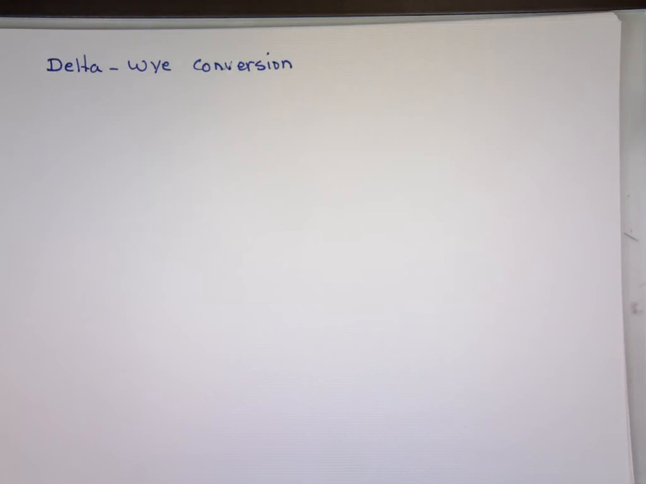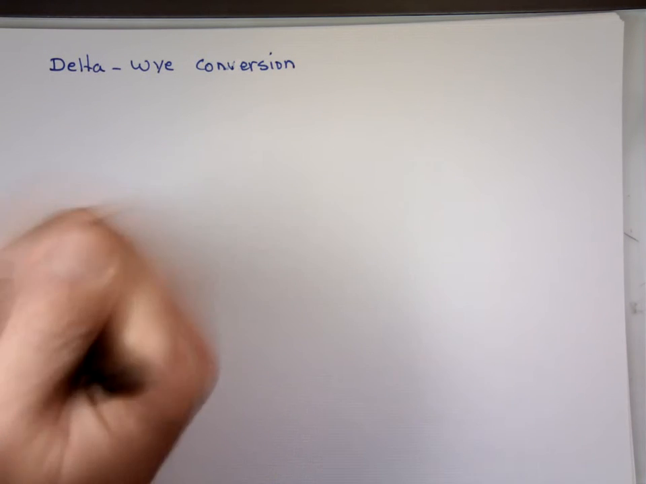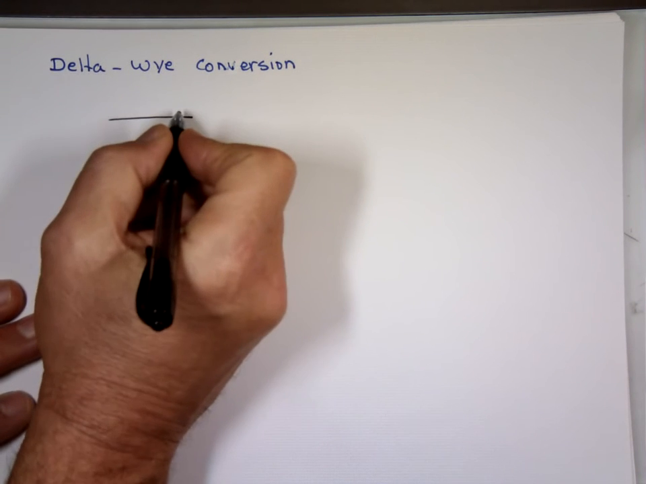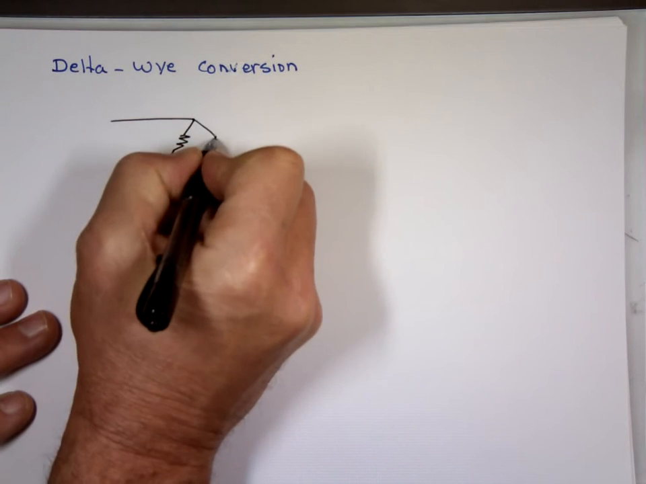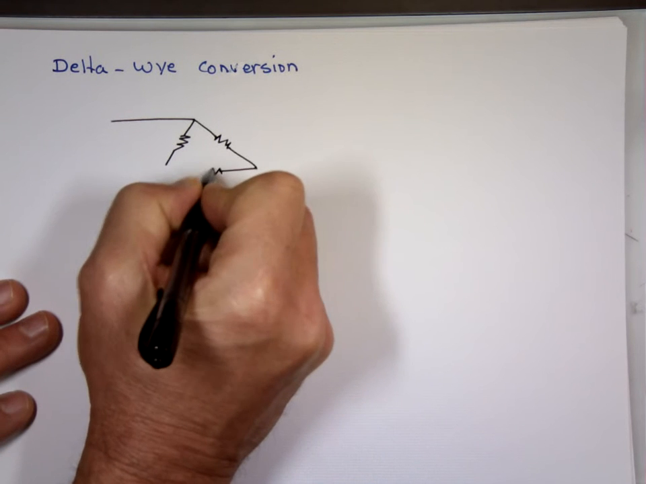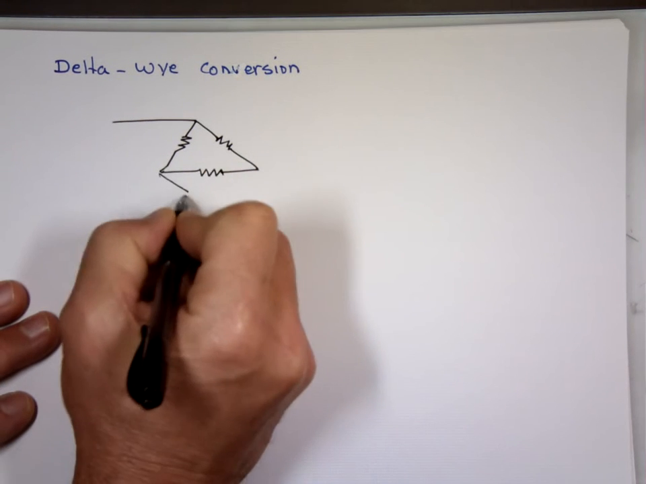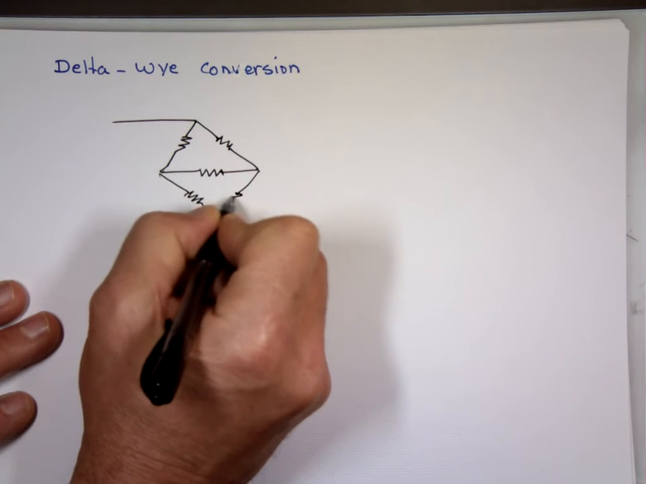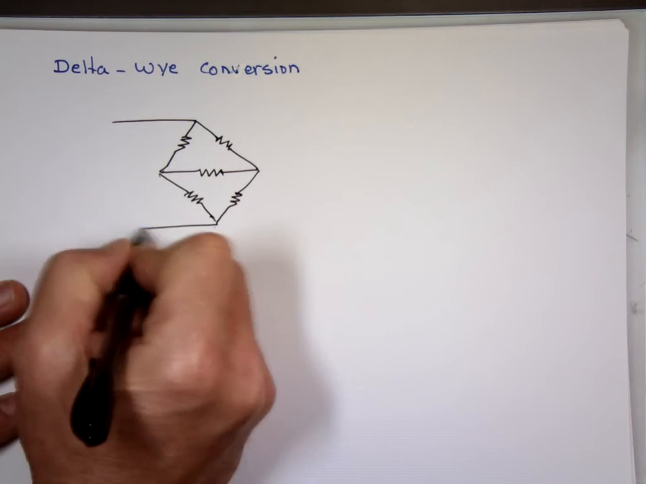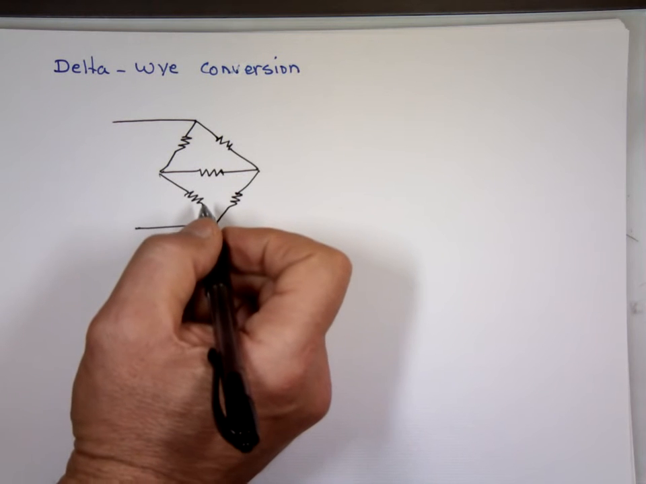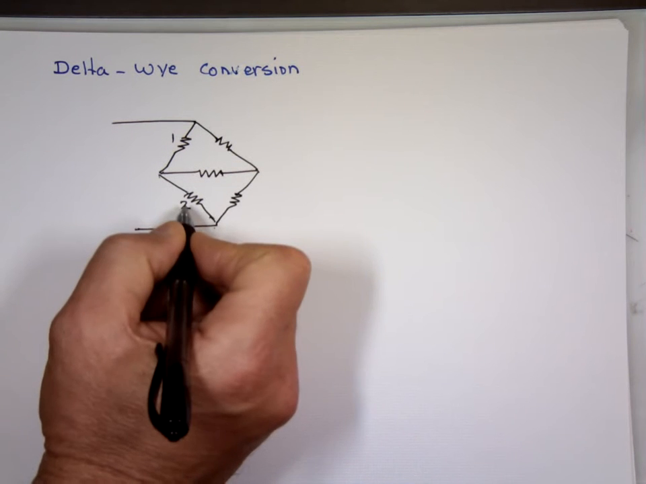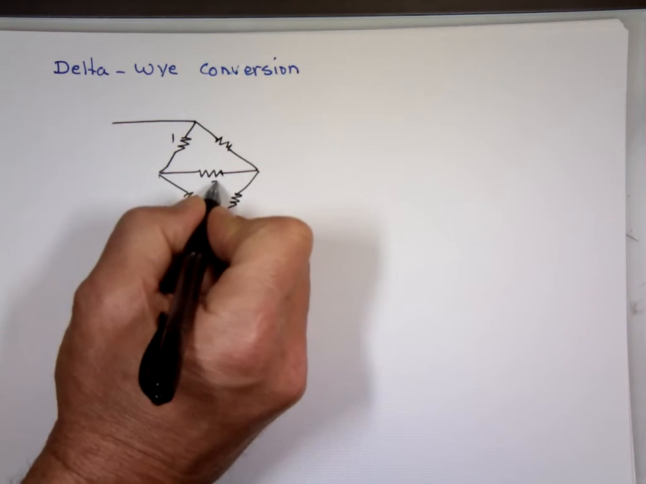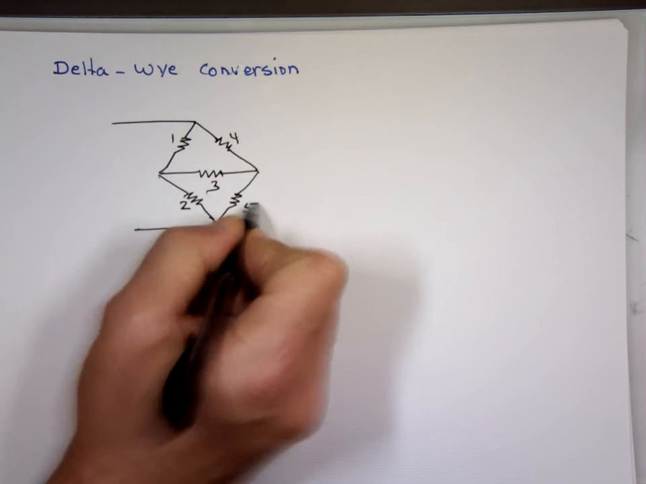Let's say I gave you this circuit and I said, can you tell me what the equivalent of this circuit is? Tell me R equivalent. What you have, we call that a bridge here. You have something that looks like this. Now I'll put some numbers here: 1, 2, 3, 4, and 5. And I say, what's the equivalent of that?